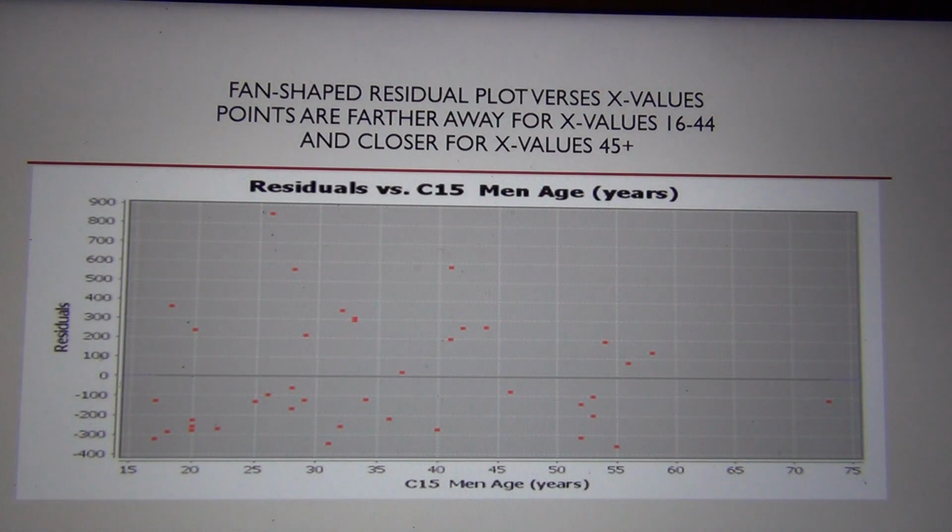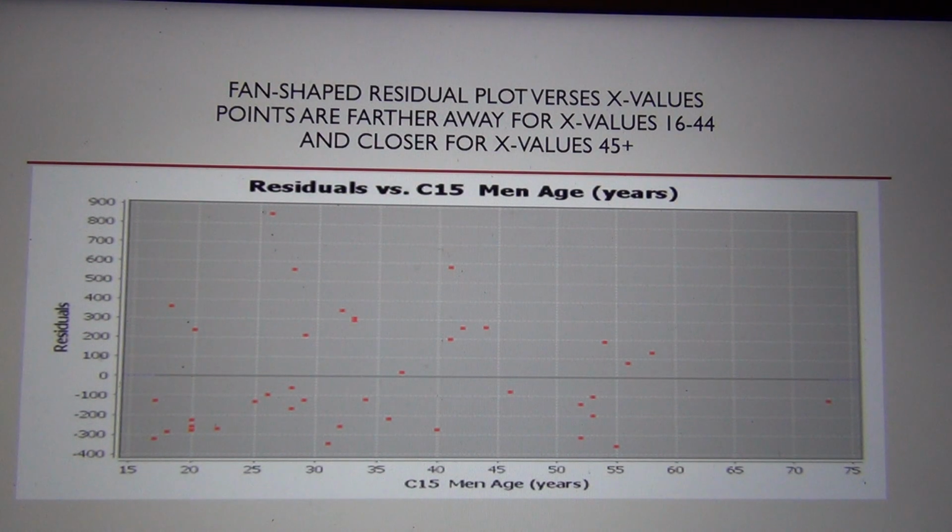So here's an example of a residual plot. This is the residuals versus x values. This is men's ages as the x. I believe the y's were cholesterol. And we had a computer program create a residual plot. What you're seeing here is that on the left side of the graph, the dots are very far from the zero line. You see that horizontal zero line. You can see how the dots are very far from the zero line on the left side of the graph.